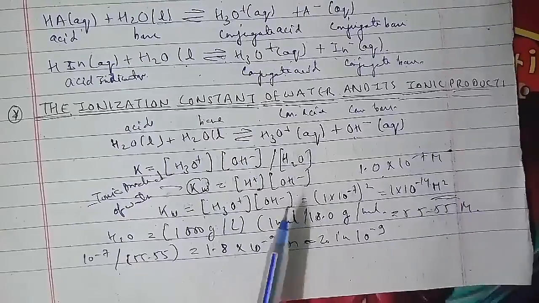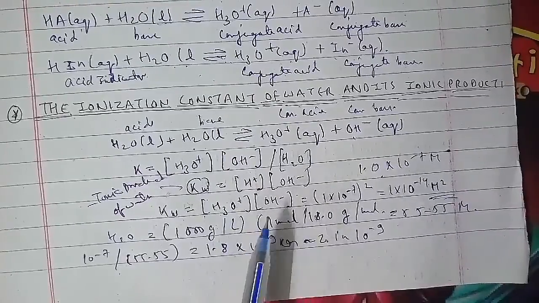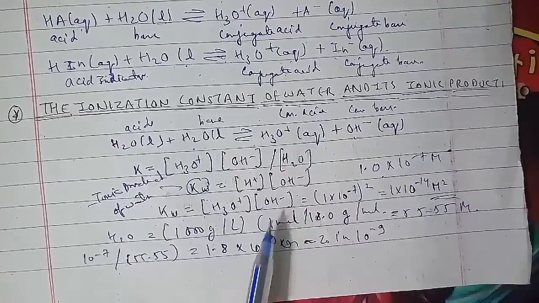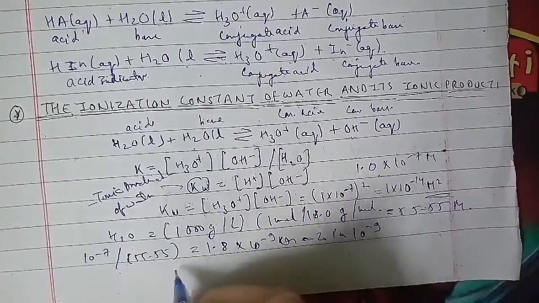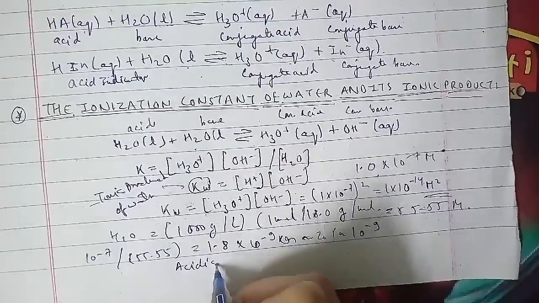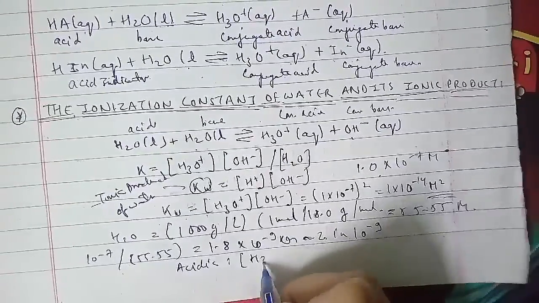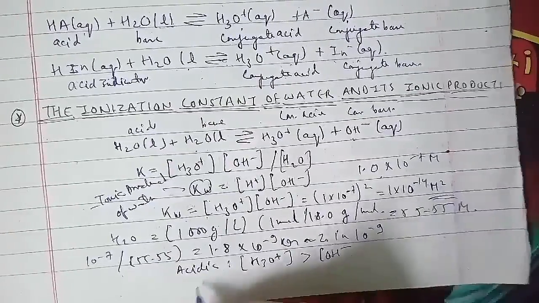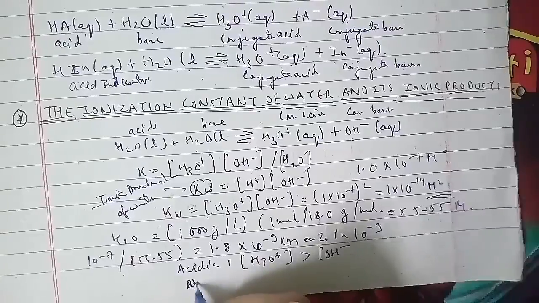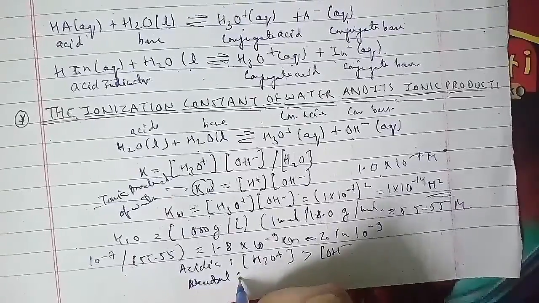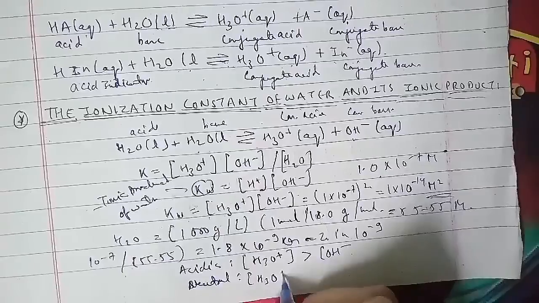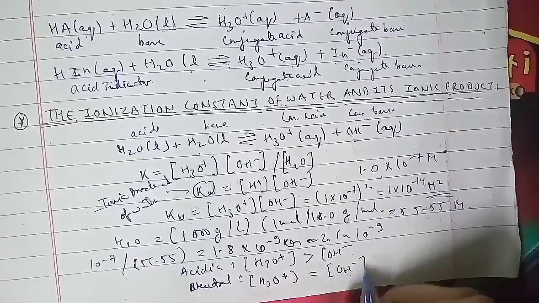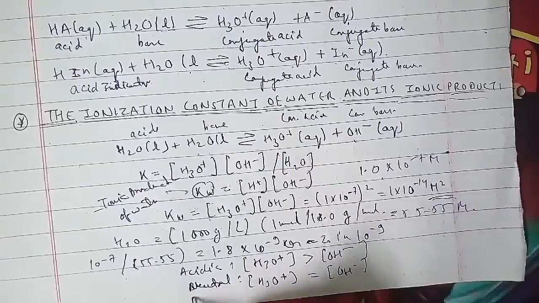For neutral, we have H3O plus equals OH minus, and for basic, we have H3O plus less than OH minus. So you have to note it down. For acidic, H3O plus is greater than OH minus; for neutral, both are equal; and for basic, H3O plus is less than OH minus here.